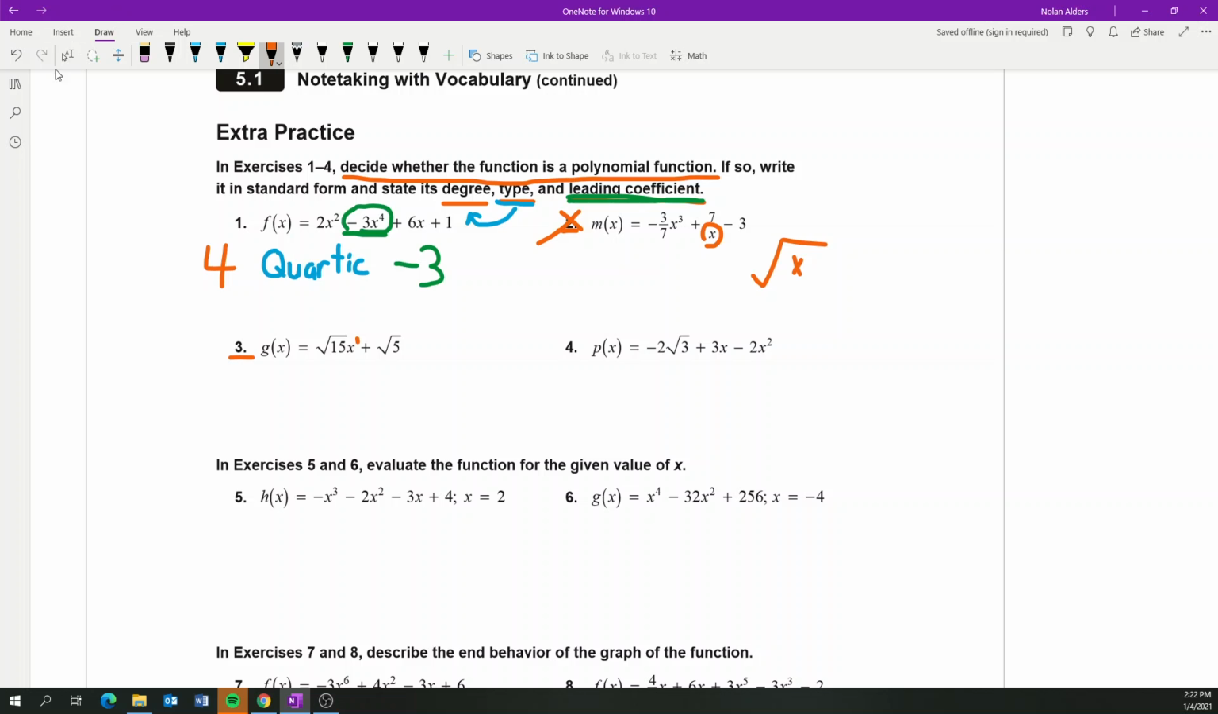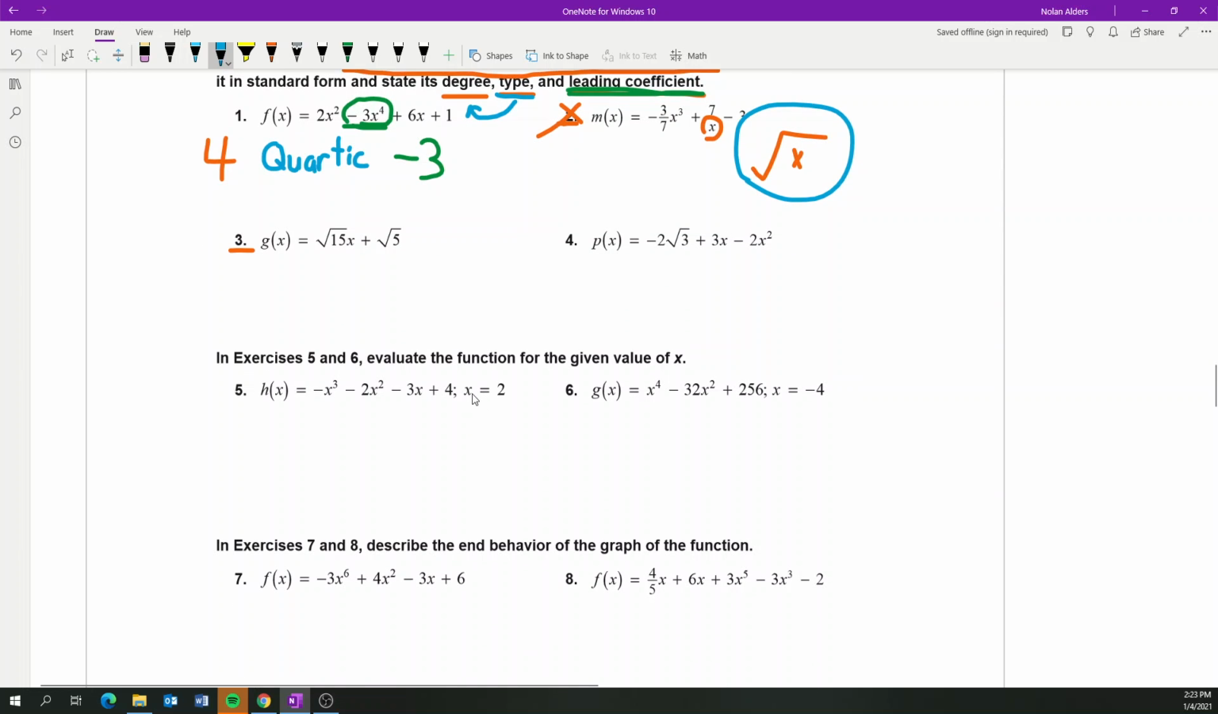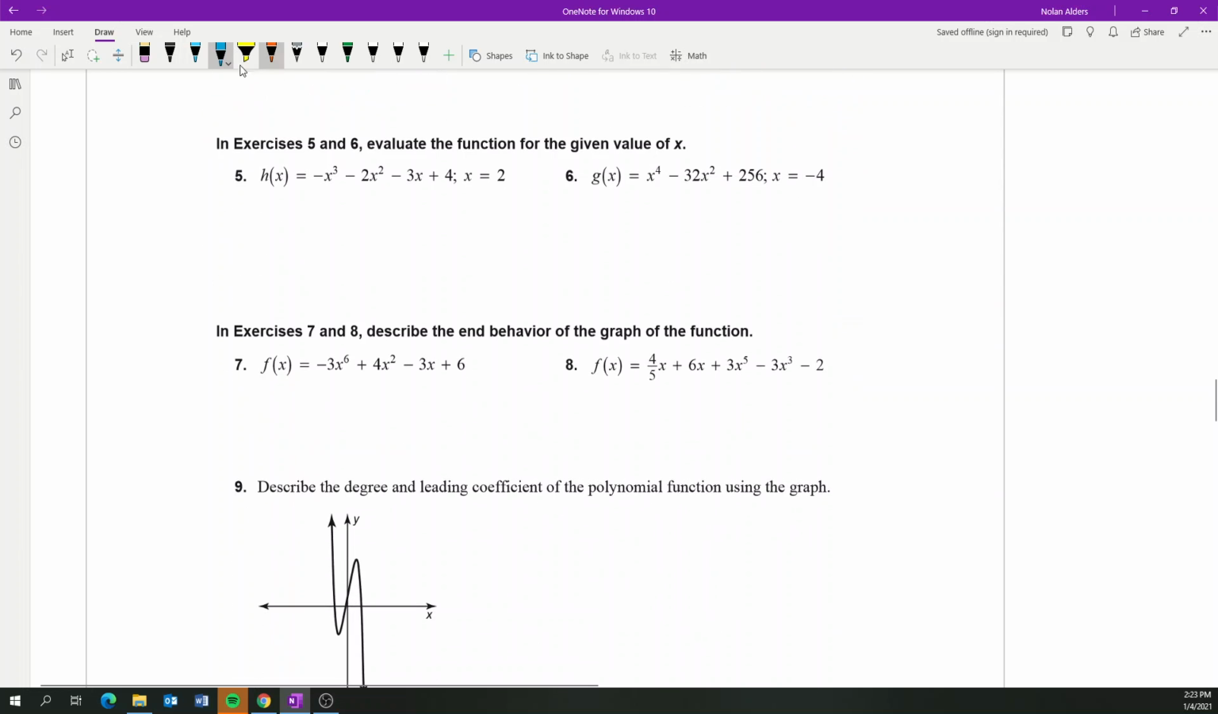Now you might be looking at this one saying, well, why is that one a polynomial function? Well, notice the x isn't underneath the radical. It's out to the side. Okay, the only time when it's a problem is when the x is underneath the radical sign. All right, let's move on and take a look at some different problems.